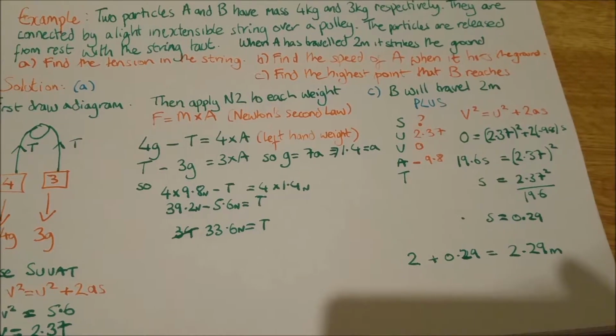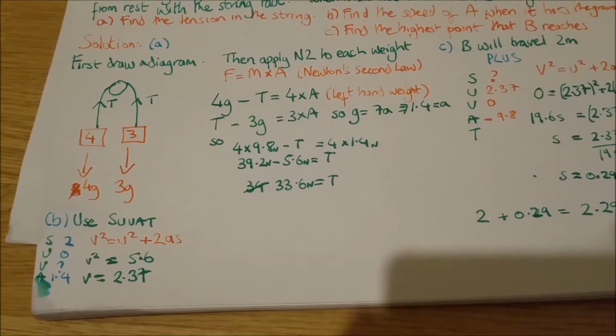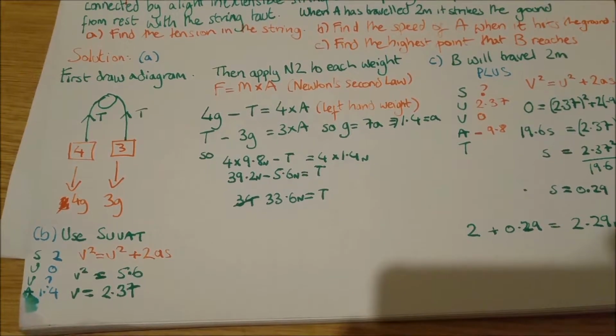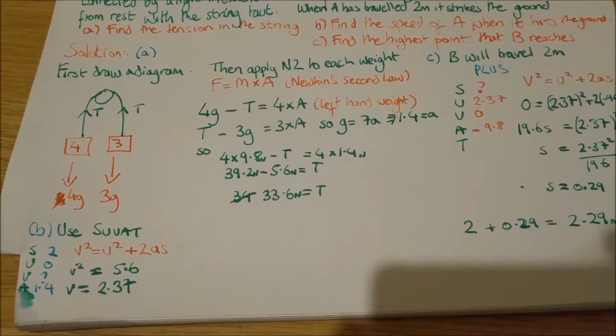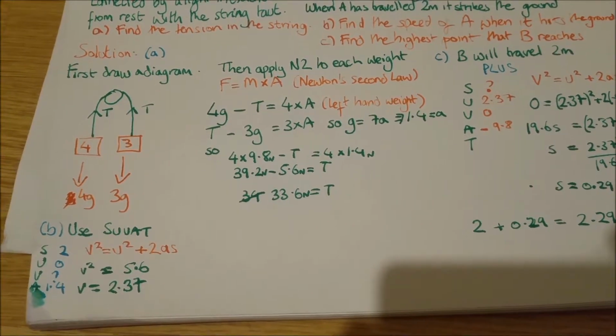Part B says, find the speed of A when it hits the ground. So it's a SUVAT equation. I've only bothered writing SUVA because I don't need t at all. It travels 2 meters. Initial speed 0. Final speed is what we want. Acceleration is 1.4, we just worked that out. Do SUVAT, you get the answer.